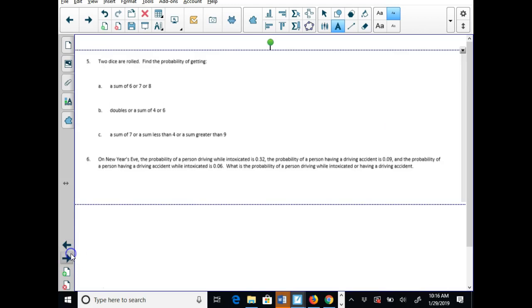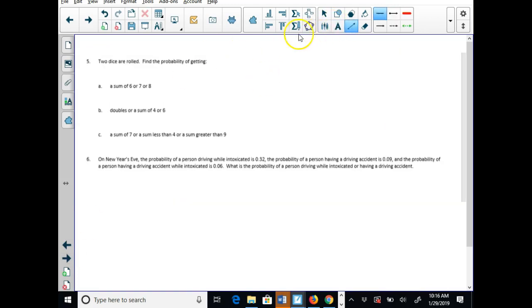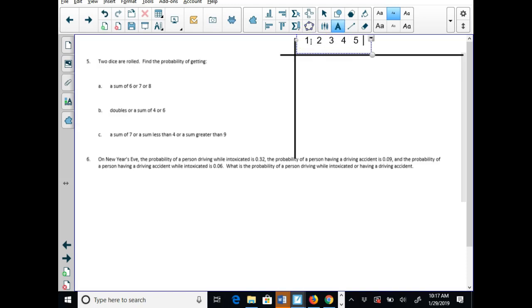I'm going to have you guys try the rest, and again, why don't I actually do the dice with you guys? This is where you want to fill out the table, okay? And we're talking about the sums. So I have 1, 2, 3, 4, 5, and 6. And again, here I have 1, 2, 3, 4, 5, and 6.